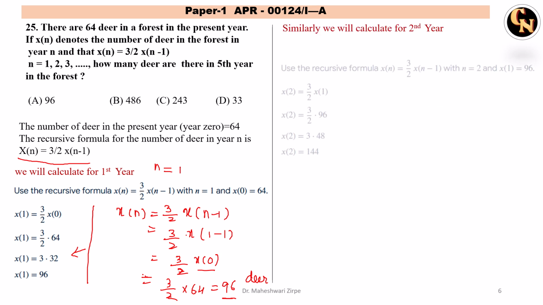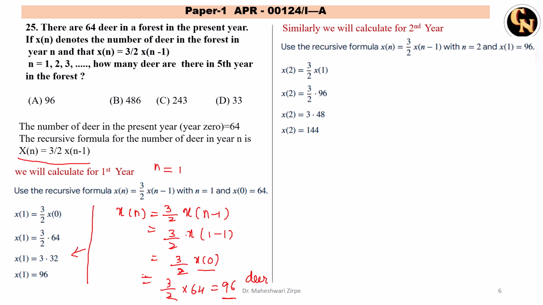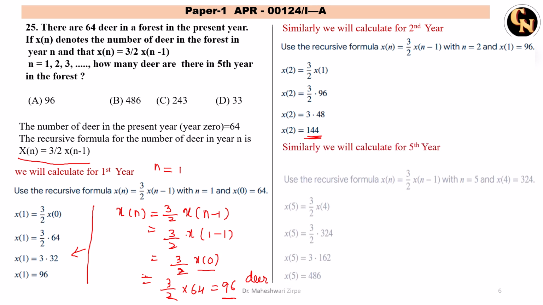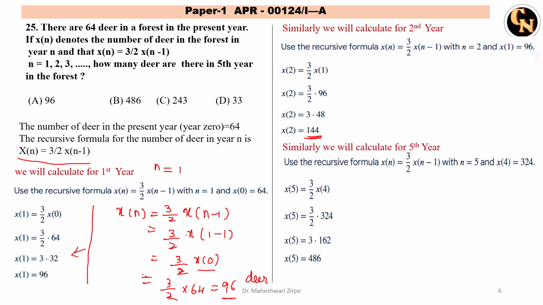I've done the calculation for the second year, and for the second year it comes out to be 144. Similarly you can calculate for the third year, fourth year and also the fifth year. For calculating the fifth year you have to calculate the third year as well as the fourth year, otherwise you will not be able to calculate the fifth year. So this is your homework: calculate for the third and fourth year, you can do it on your paper.